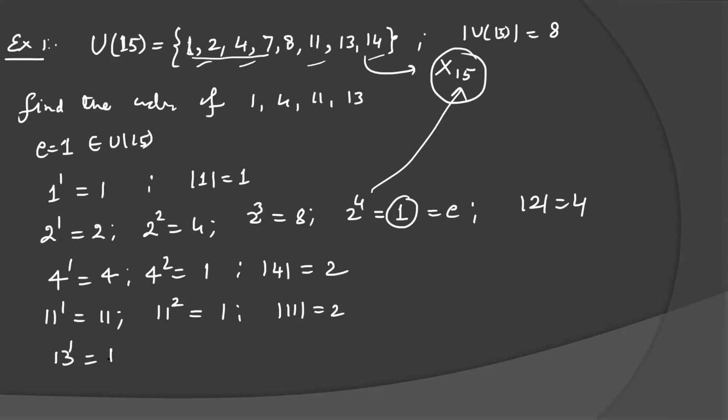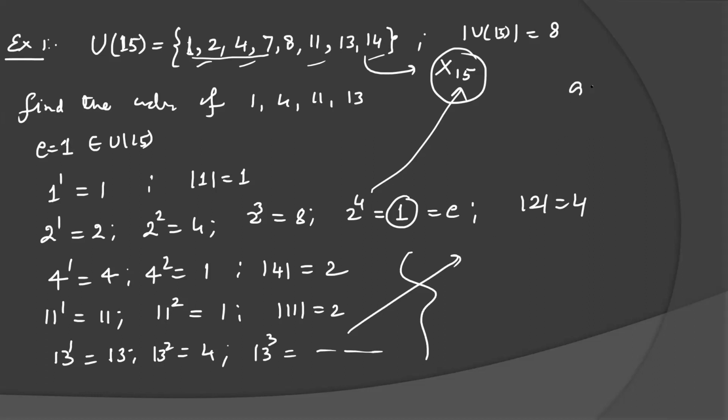13 to the power 1 is 13. 13 squared is 169. Divide by 15, you will get 4, I think. Next, power 13 to the power 3. So it's quite difficult to evaluate. But we have a shortcut method also.